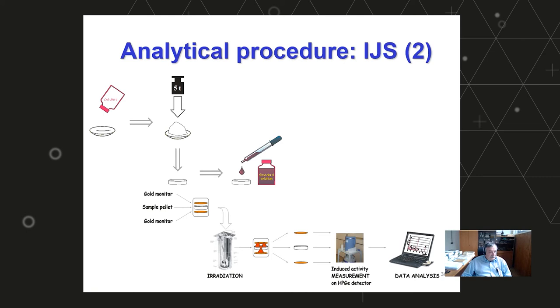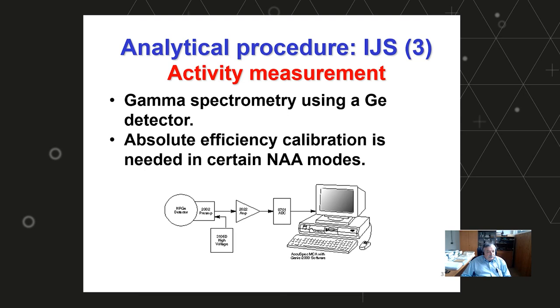Usually we try to make pellets to have a well-defined geometry of the measurement, because with respect to gamma spectrometric measurement, this is a relatively important issue. So we pack the samples as I showed in the previous slide. We irradiate it, then the radionuclides are activated. Then we separate the monitors, the calibrators, and the sample. We measure it and we perform the data analysis. So usually gamma spectrometry is used, where we have to perform absolute efficiency calibration of the gamma spectrometer.